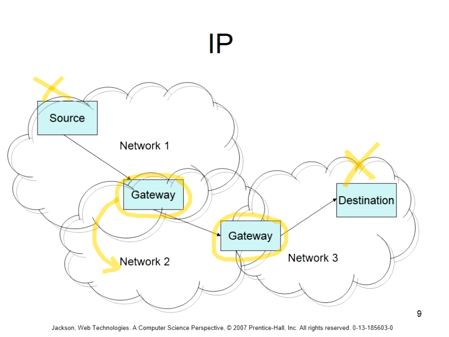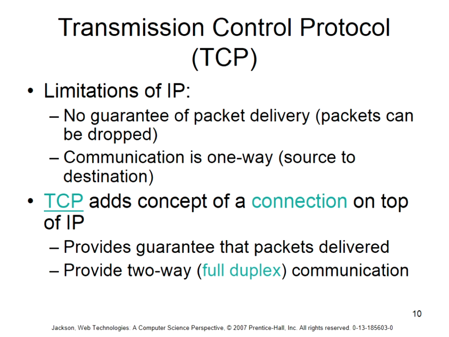Very good. So maybe the packet will not arrive. That means there is no guarantee of packet delivery, and the communication is one way. So, the limitations of IP: there are two limitations. The first one, no guarantee of packet delivery, and the second one, the communication is one way.